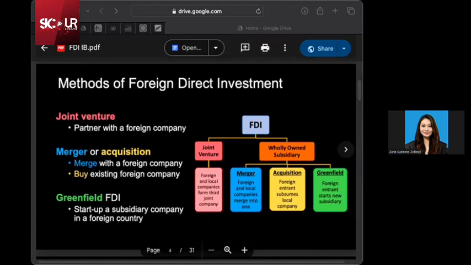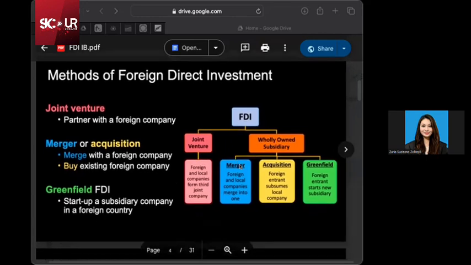So let's take a look at the differences between these three entry methods. We have JV, we have merger and acquisition, and greenfield FDI.